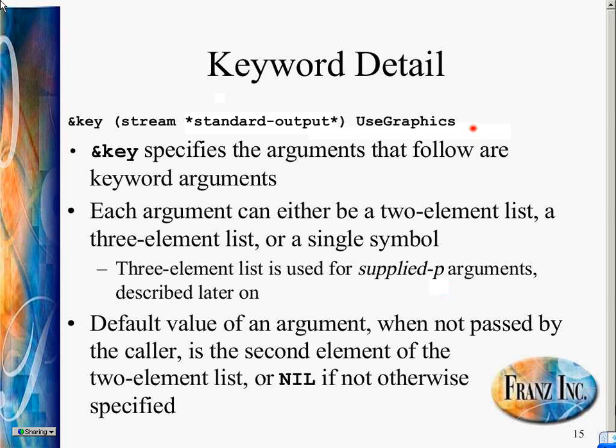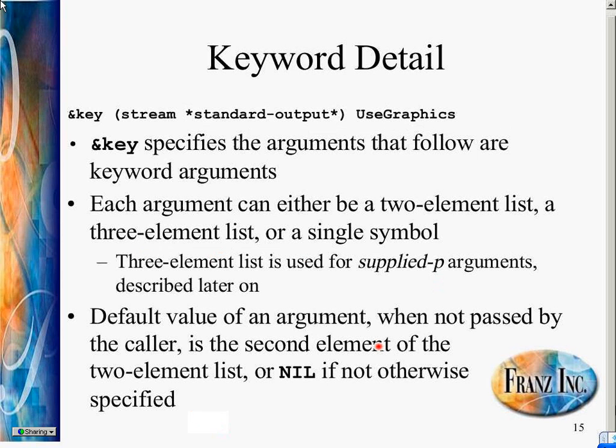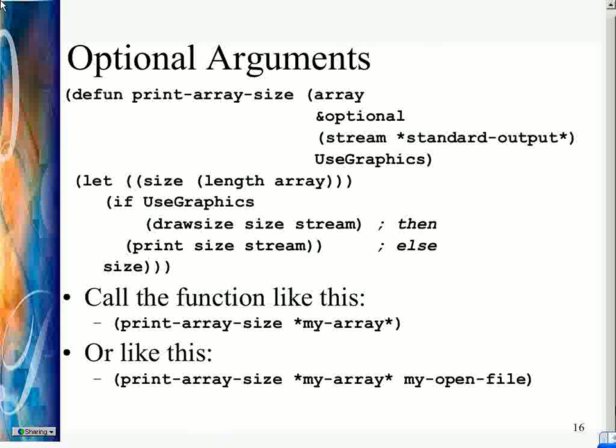And every once in a while, in programming, you want to know whether the function was called with an explicit value supplied or whether it was just depending on the default. And if you want to know that, you can use the 3-element list. And the default's nil if no other default is supplied.